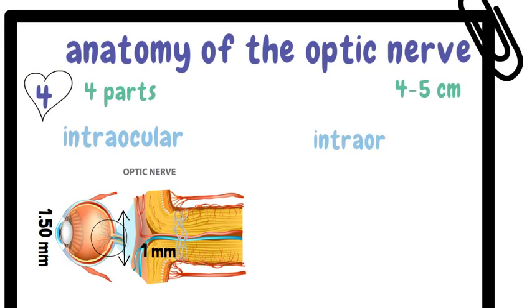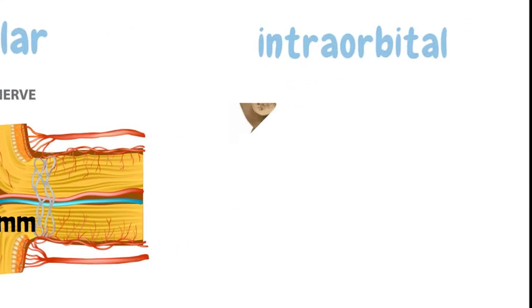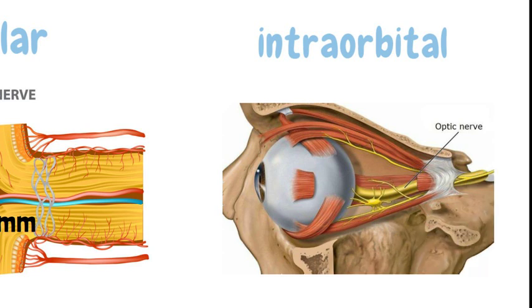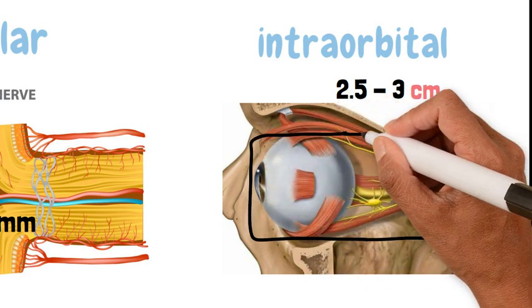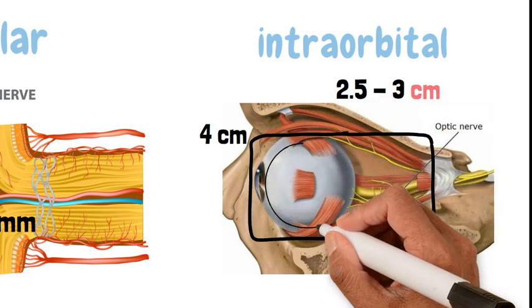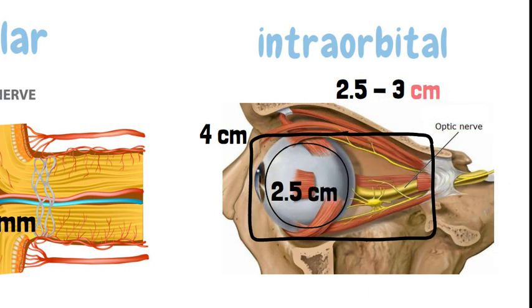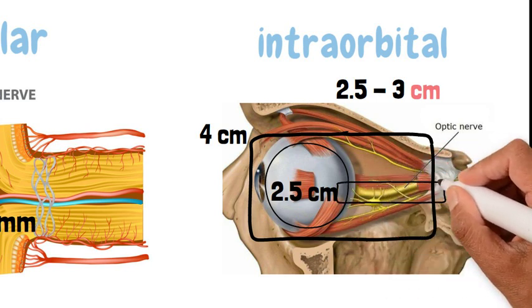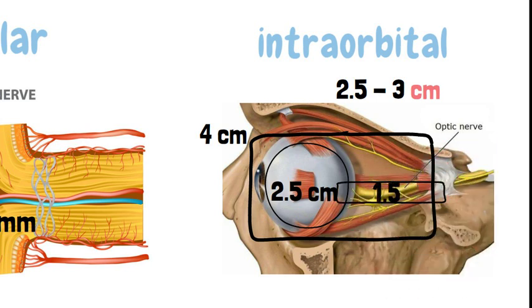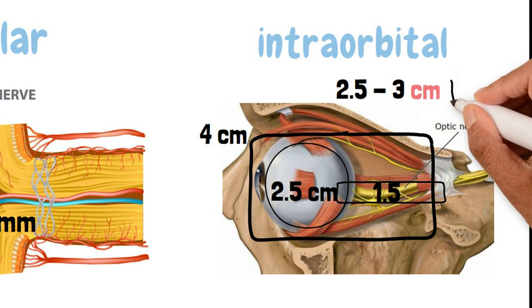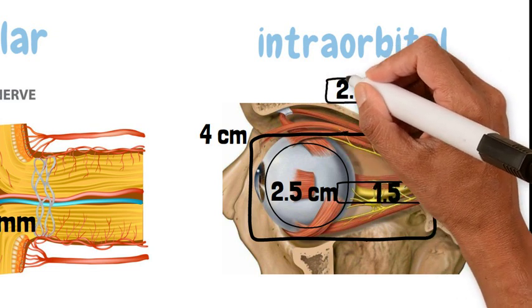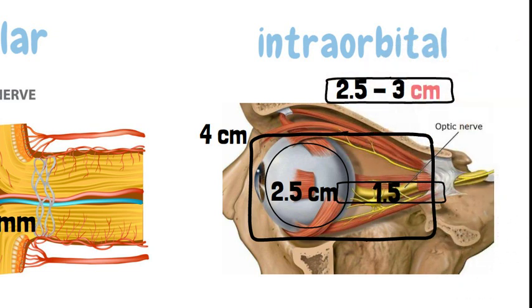The second part is the intraorbital part. The length of the intraorbital part alone is 2.5 or 3 centimeters, so it is the longest part of the optic nerve. As we know, the orbit is about 4 centimeters long and the eye is about 2.5 centimeters long, so the left part is only 1.5 centimeters long. But we have the intraorbital part of the optic nerve, which is 3 centimeters. So it is double the length of the remaining part.